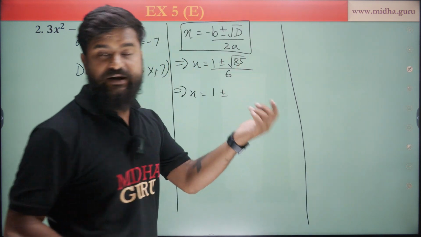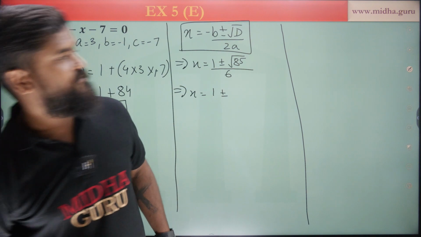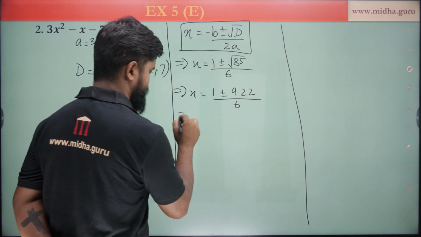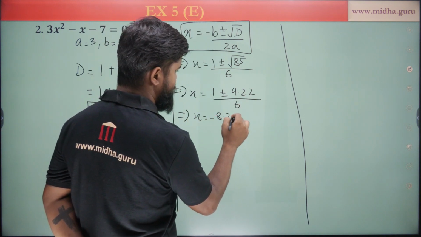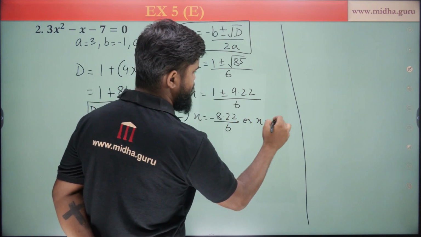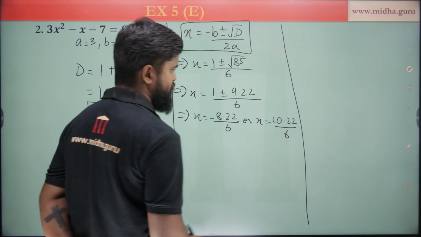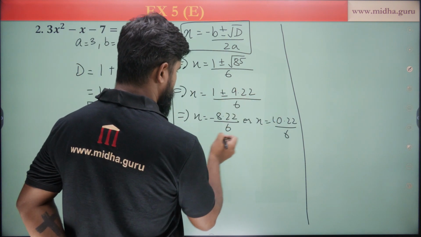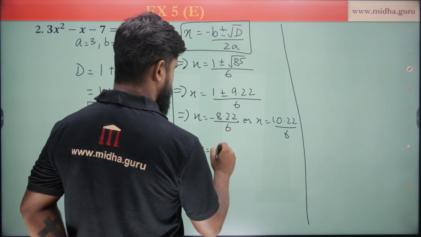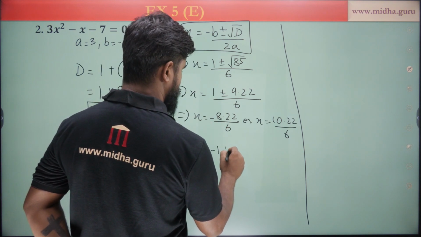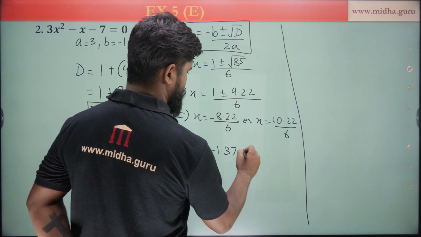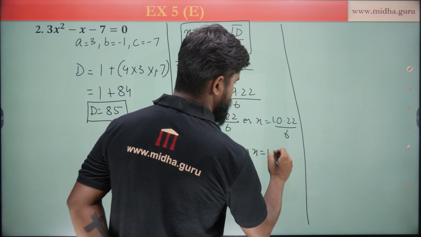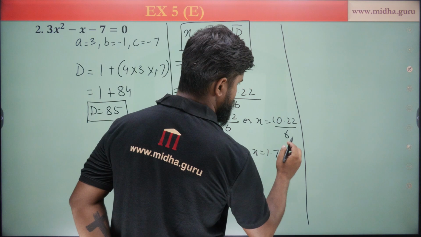Now since 85 isn't a perfect square, we see our square root tables and find that the square root of 85 is 9.22. So x is either equal to minus 8.22 by 6 or x is equal to 10.22 by 6. If you don't know why, it's 1 minus 9.22 once and 1 plus 9.22 once. So this will be equal to minus 1.2213 or x is equal to 1.427.